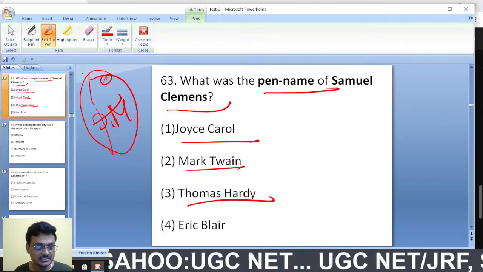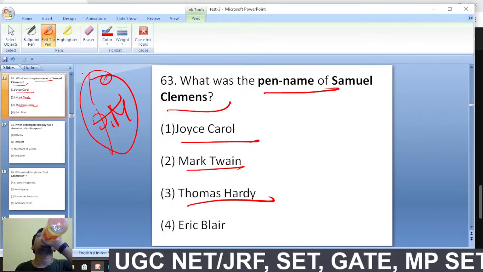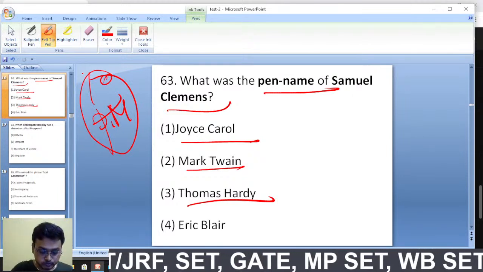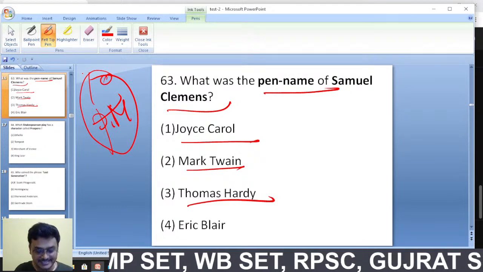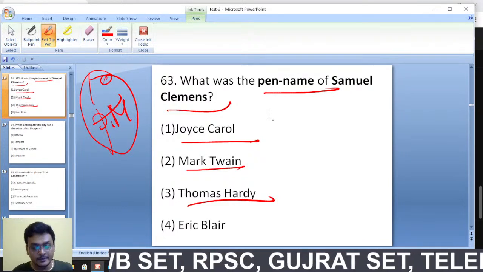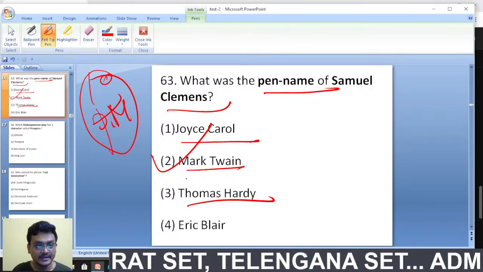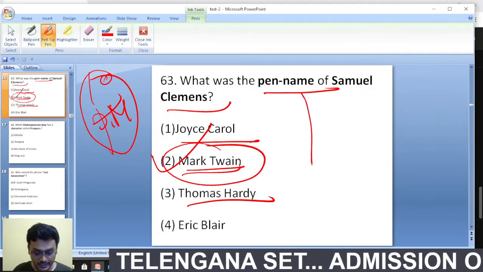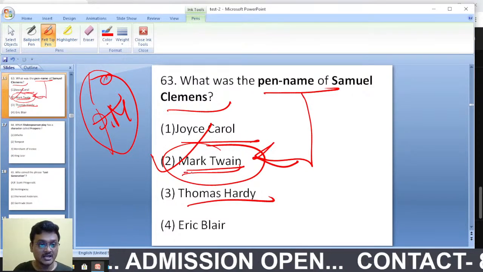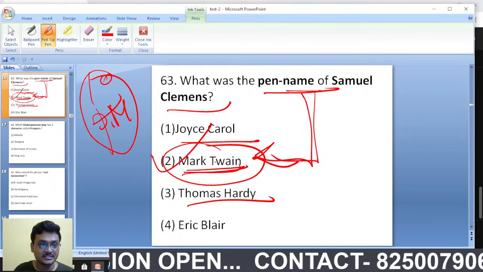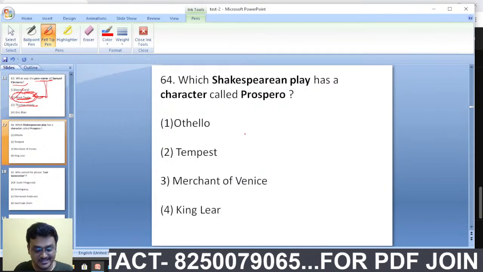Exactly. Fantastic. The pen name of Samuel Clemens is actually Mark Twain. Excellent. Mark Twain is the right answer. Okay, got it, everyone. Shraddha, exactly. So here 2 is the right answer. Moving on to question number 64 here.